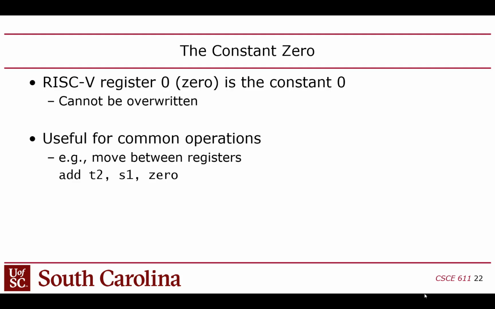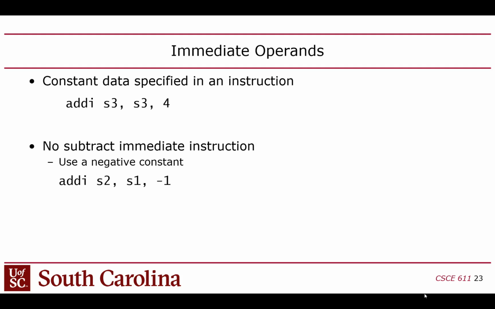In the assembly language, you can actually type out 0, and that just refers to register 0. It's a good way to, for example, copy the contents of one register into another: you add 0 to it and write the result to another register. It also supports immediate operands, which are used for constants in your code, for incrementing a loop counter, or whenever you need a constant in your code. That's baked in.